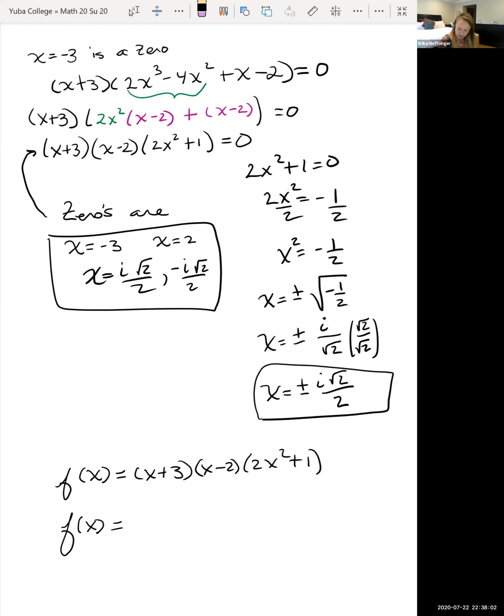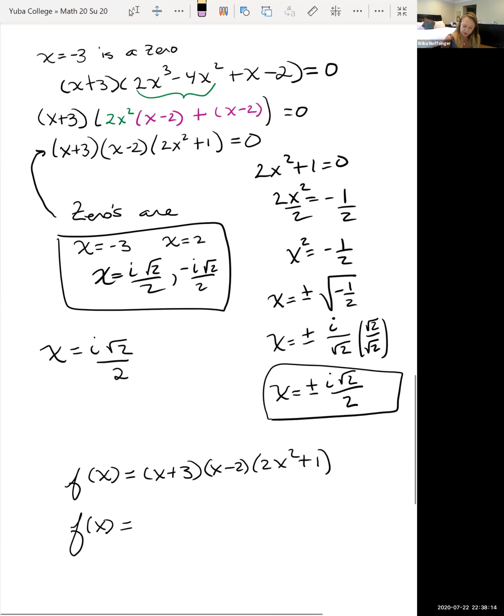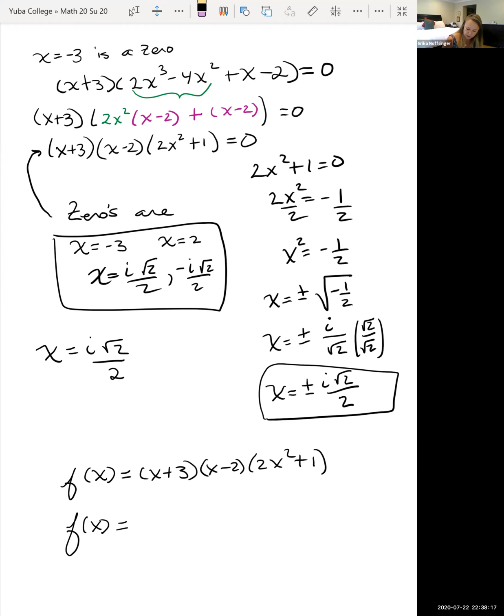Let's multiply both sides. So let's look at it this way. So x equals i root 2 over 2. So let's get this to 0. Usually you don't have fractions when we have it over here. So let's first multiply both sides by 2. So we get 2x equals i root 2. And then if we subtract i root 2 on both sides, we get 2x minus i root 2 equals 0. So that would be one of the linear factors of 2x squared plus 1.